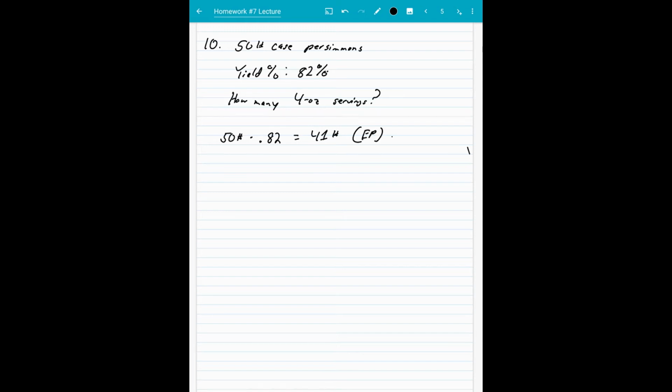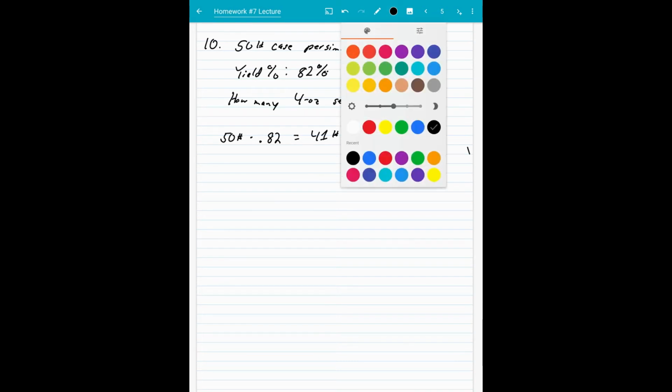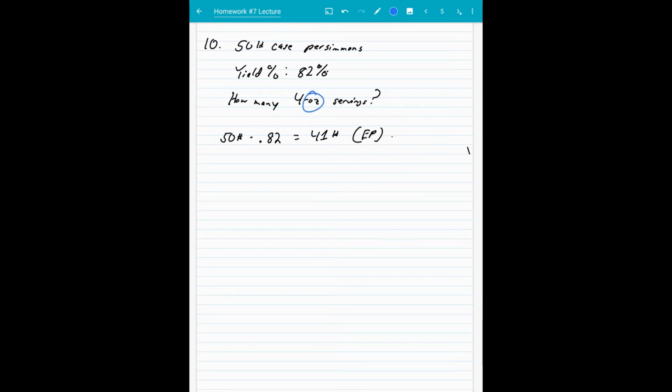Now we have to figure out how many 4-ounce servings. And if the math confuses you, like do I multiply by 4? Do I divide by 4? What do I have to do? Notice it says 4-ounce servings as well. It says ounces. It doesn't say pounds. We have to do a bunch of conversions.